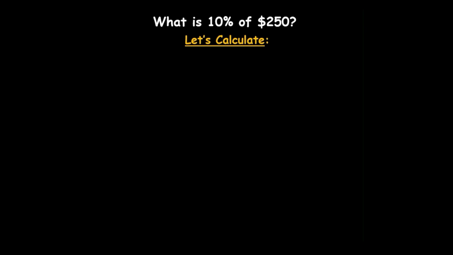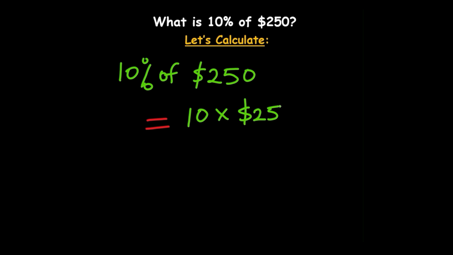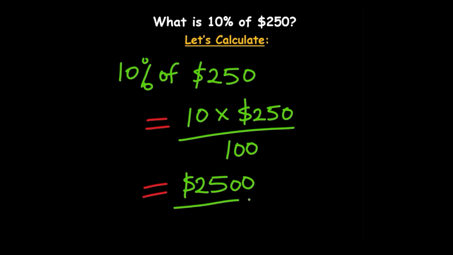Let's find what 10% of $250 is. 10% of $250 equals 10 times $250 divided by 100 equals 2,500 divided by 100 equals $25. So 10% of $250 is $25.